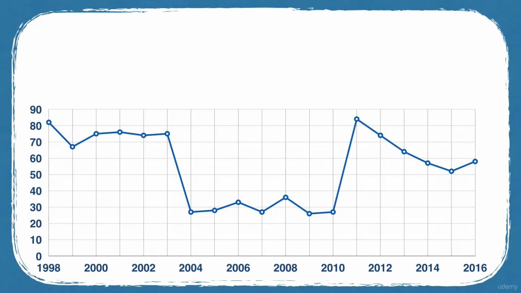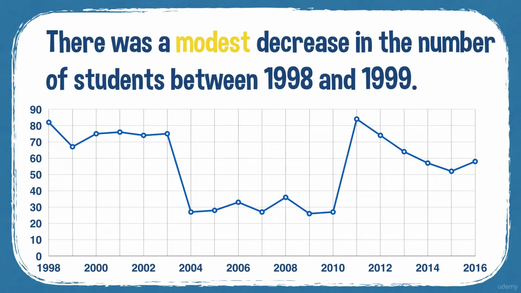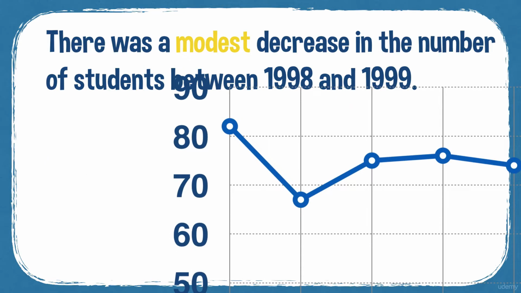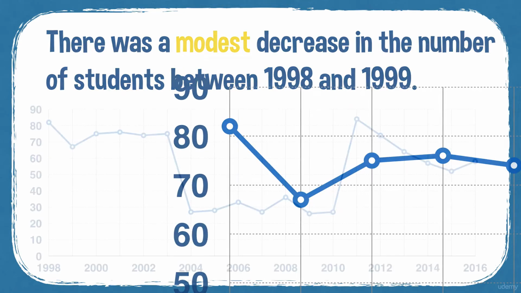And modest, the word modest means very small. So a little. It's kind of the opposite of dramatic. So it's not a shock, it's not a sudden change. So, for example, there was a modest decrease in the number of students between 1998 and 1999. So not a big one. Not steep, not sharp, it was modest.